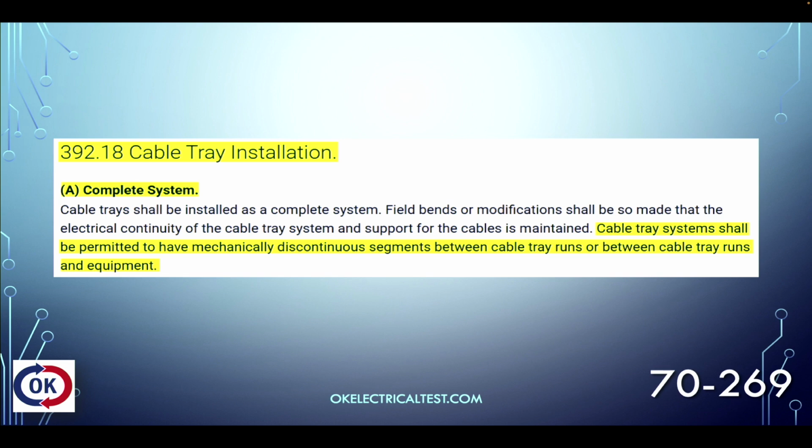Let's go to 392.18, cable tray installation, and letter A of a complete system. We're going to skip down to the third sentence in there. It says the cable tray system shall be permitted to have mechanically discontinuous segments between cable tray runs or between cable tray runs and equipment. So it doesn't have to be mechanically continuous. It says we can have mechanically discontinuous segments.